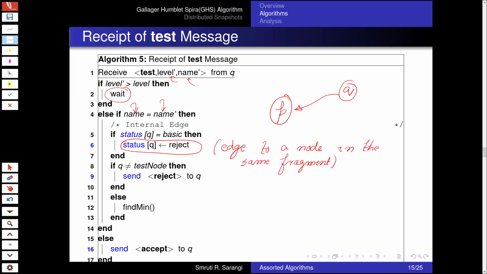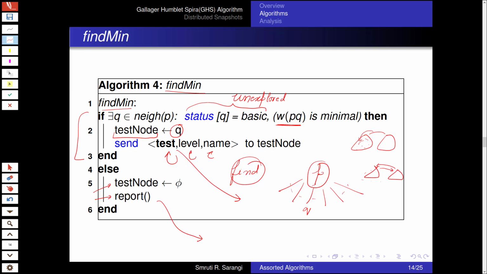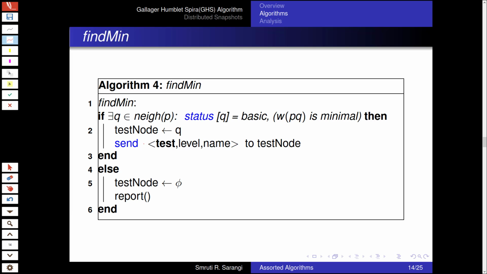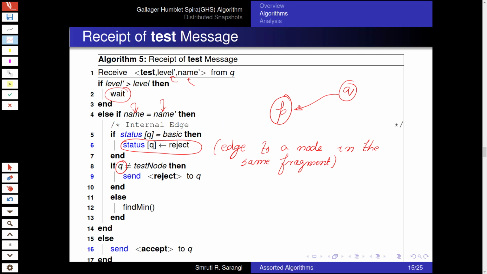Then let's say that if Q is not equal to test node, which means that as far as I am concerned, I might have sent a test message to Q and I would have set test node. So whenever I send a test message to some other node, I set that node as the test node. If Q is not the test node, which means that I have not sent a message to Q, saying, would you want to join me, because the status of this edge was unexplored, then clearly a reject message needs to be sent to Q telling it that, look, we can't join because we are actually part of the same fragment.